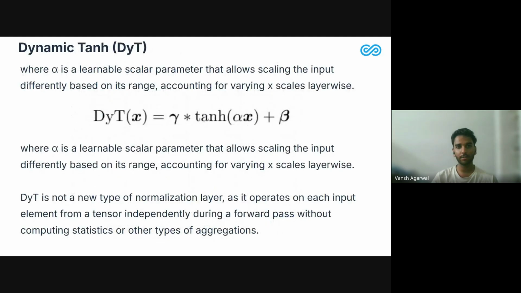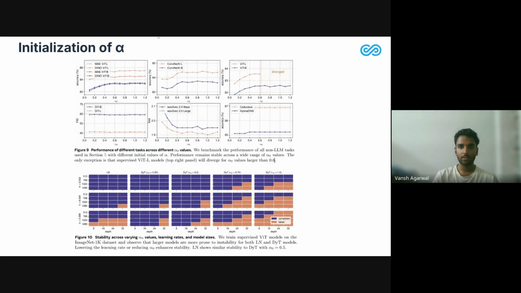Another intuition behind using tanh is simply, when you think of normalization, as I said before, it's squashing the values into a better range, right? That's exactly what the tanh does, squashing the value. So that just makes more sense. Right. So now I guess we can move on to the initialization of the learnable parameter alpha.